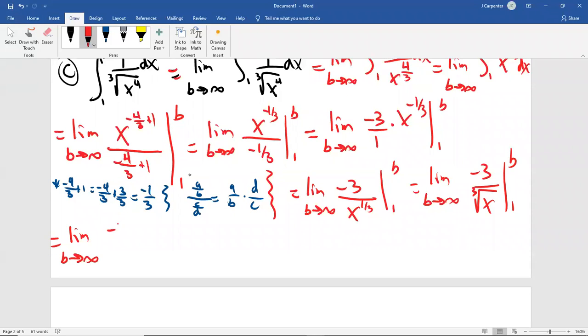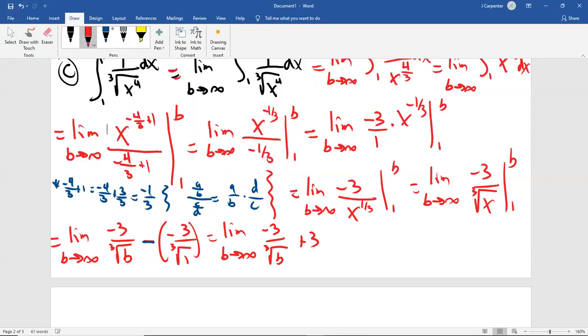So negative 3 over the cube root of b minus, so that minus is the upper limit minus the lower limit. Now let's plug in the lower limit, we're plugging in the 1. Now this whole thing's a negative, so make sure you have that extra negative. Negative 3 over the cube root of 1. Well, the cube root of 1 is 1, so this whole part is just negative 3, but a double negative makes it a positive. Limit, b goes to infinity, negative 3 over the cube root of b plus 3.